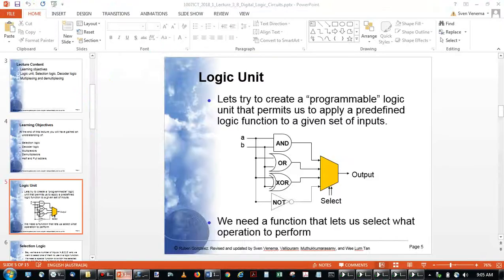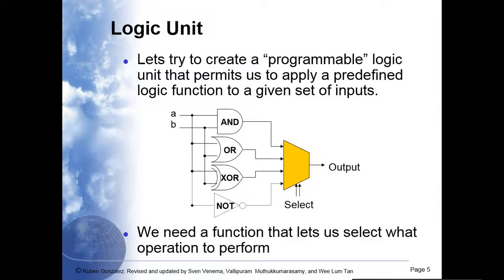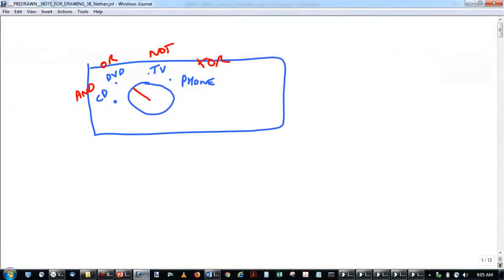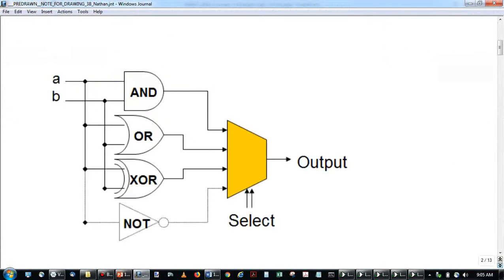If you look at the logic unit, there are four logic gates, AND, OR, XOR, and NOT, and then there's that yellow box. The yellow box is where all the magic happens, where you choose which one you're actually going to use. So here is our logic unit.